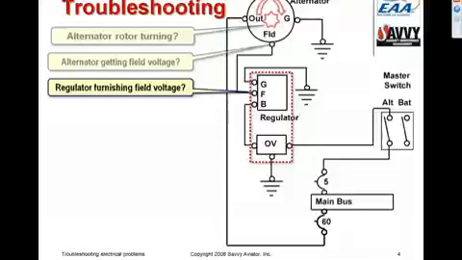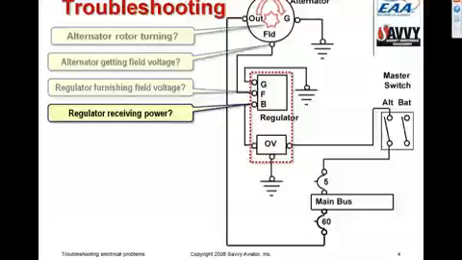If the regulator is furnishing field voltage but the alternator is not seeing it, then we have a broken wire or a bad connector or something like that. If the regulator is not furnishing field voltage, then we need to dig a little bit deeper and see whether the regulator is receiving power. If the regulator is receiving power but not putting out field voltage on its field terminal, then the regulator has failed. If the regulator is not receiving power, then it's obviously not the regulator's fault.